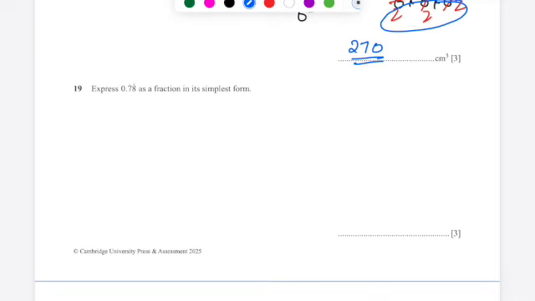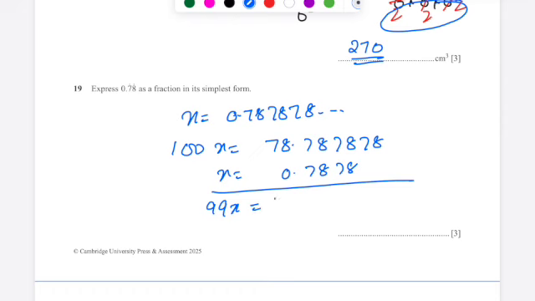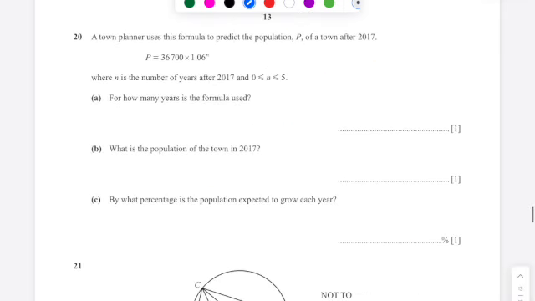Express 0.78 recurring as a fraction. So x equals to 0.78, 78, 78 and so on. So 100x equals to 78.78, 78, 78 and so on. So 99x equals to 78. x equals to 78 upon 99.